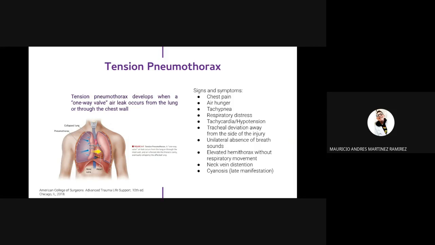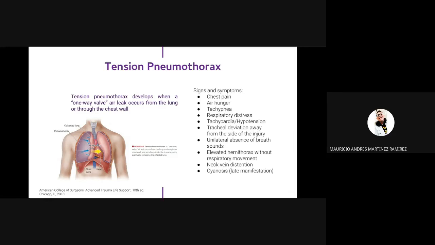Signs and symptoms that we can find are chest pain, air hunger, tachypnea, respiratory distress, tachycardia, hypotension, and tracheal deviation away from the site of the injury. That's very important to identify. Also, unilateral absence of breathing sounds, elevated hemithorax without respiratory movement, neck vein distension, and cyanosis as a late manifestation.